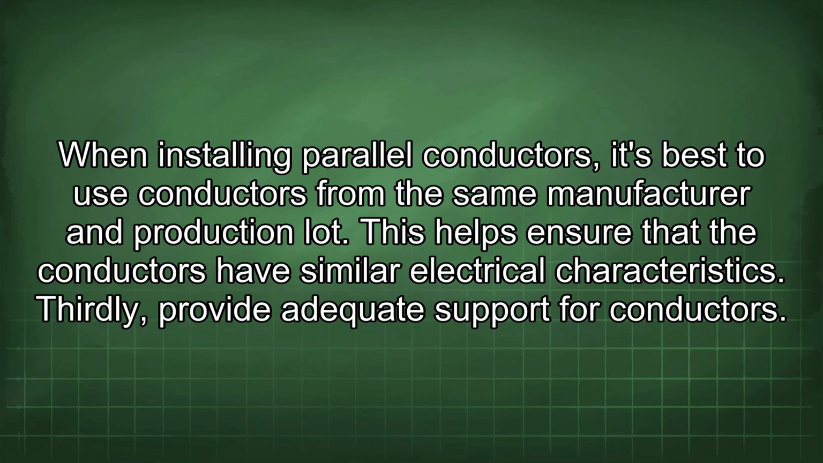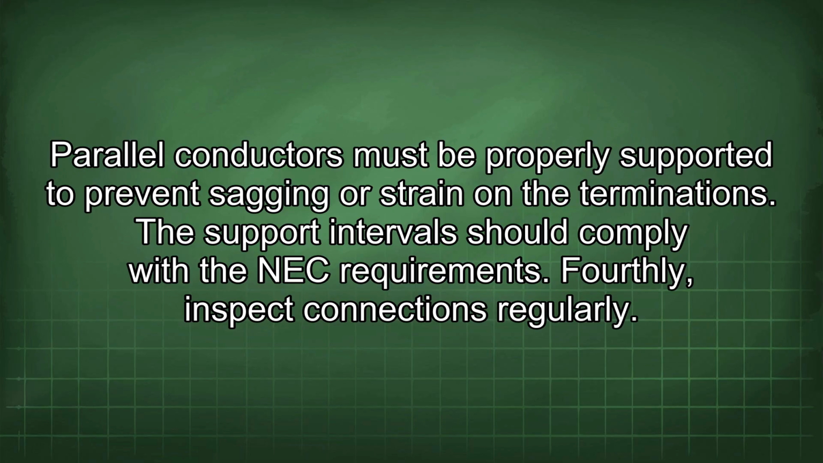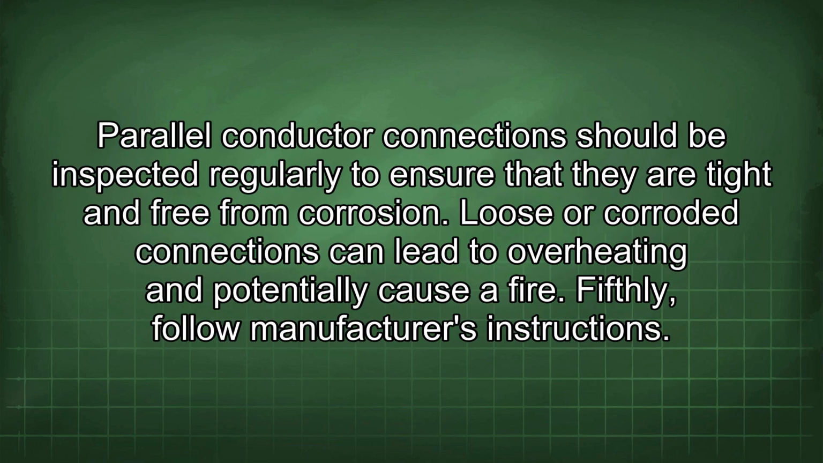Thirdly, provide adequate support for conductors. Parallel conductors must be properly supported to prevent sagging or strain on the terminations. The support interval should comply with the NEC requirements. Fourthly, inspect connections regularly. Parallel conductor connections should be inspected regularly to ensure that they are tight and free from corrosion. Loose or corroded connections can lead to overheating and potentially cause a fire.